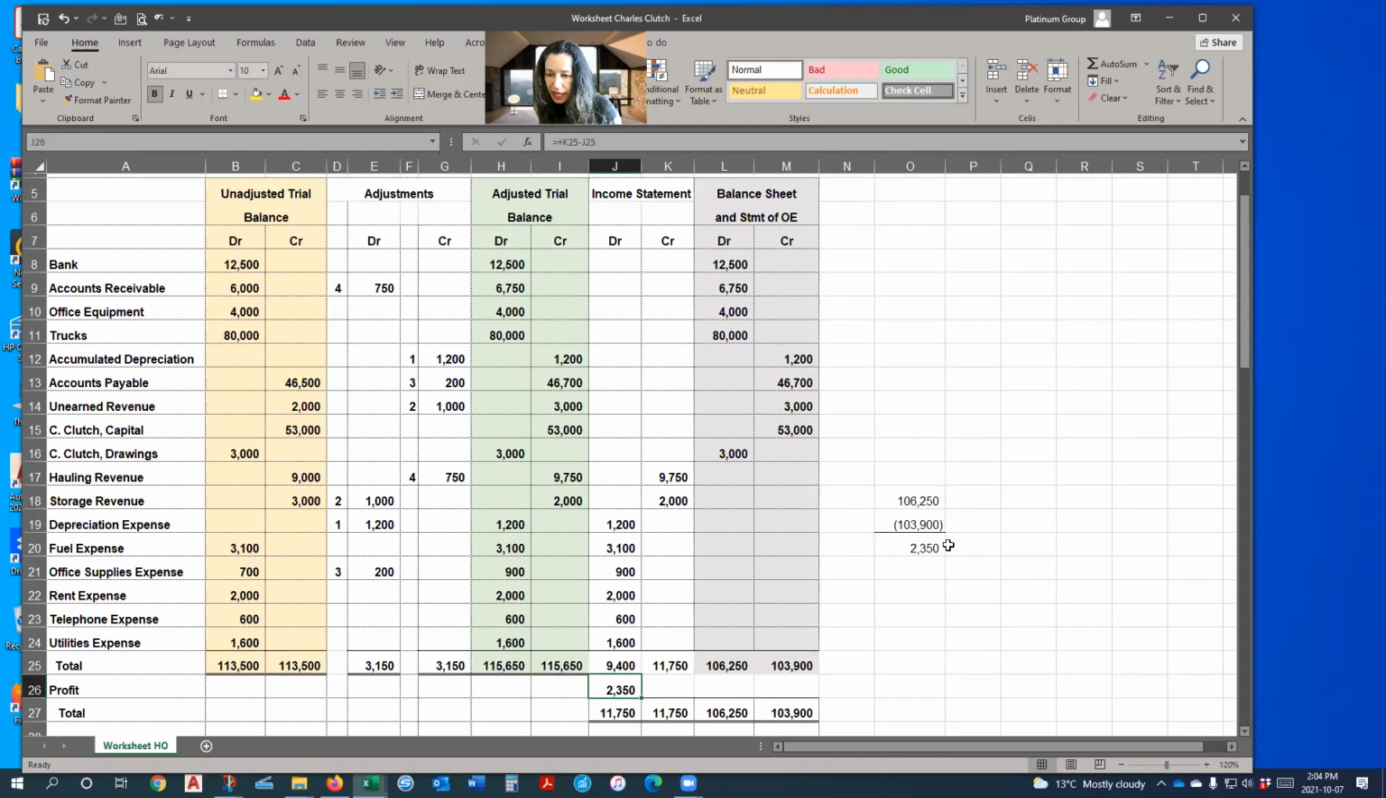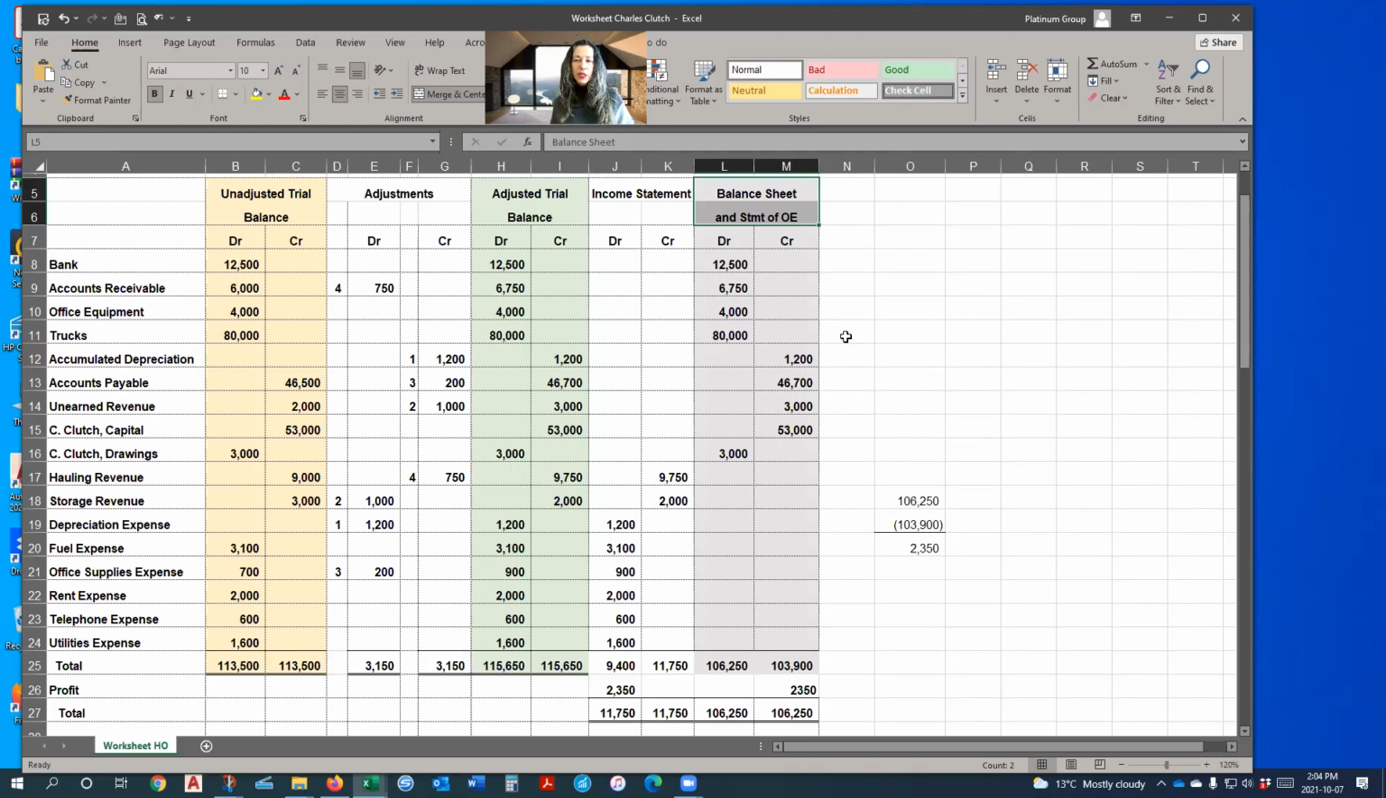So if we add that 2350 over here on the right, then our columns balance. But does it make sense? Net income isn't in the balance sheet directly. These last two columns are for the balance sheet and the statement of owner's equity.